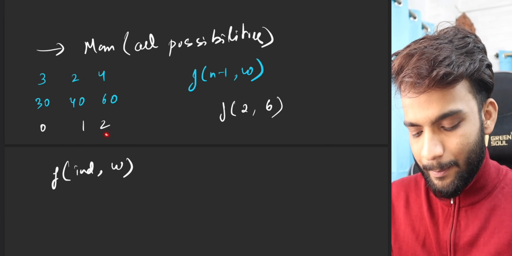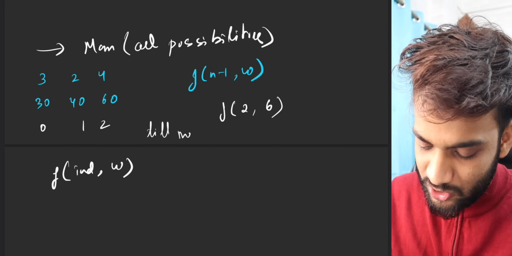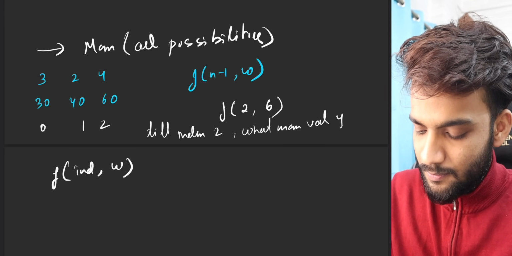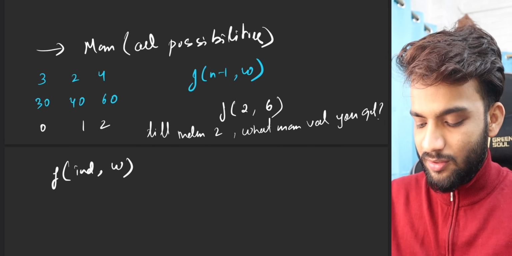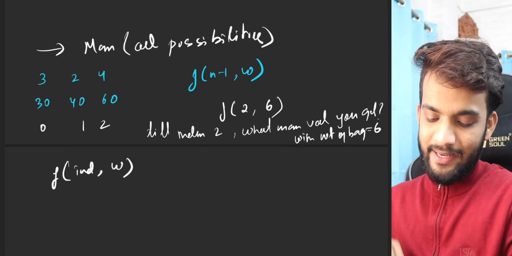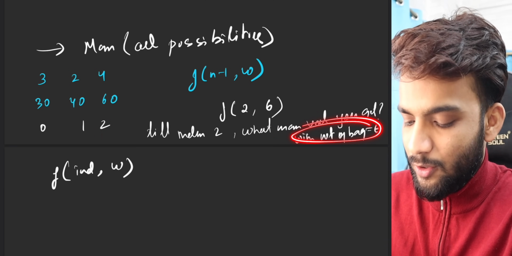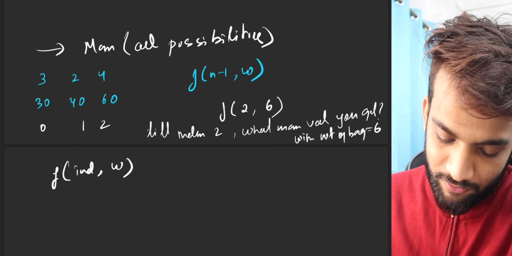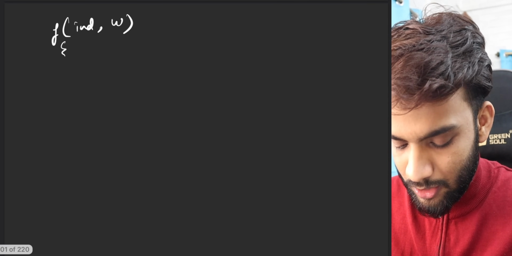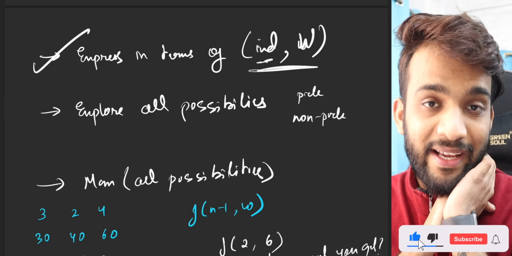Till index 2, what is the maximum value you can get with the weight of bag as 6? That is the meaning. Till index 2, what is the max value you can get with the weight of bag to be 6. Fine. So we have written this, and we can think of base cases afterwards. That's the state. So we express them in terms of index and w.